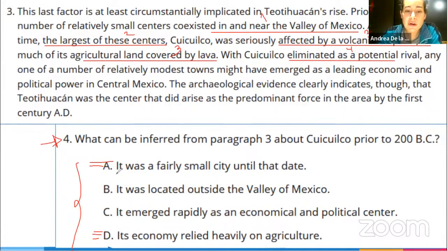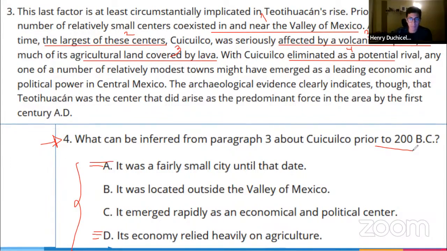So option A says, it was a fairly small city until that day. Let's analyze that. That says that prior to 200 before Christ, it was a fairly small city. And then when they say until that date, that means that when it gets to 200 BC, then the opposite has to happen. So they were a fairly small city, and in 200 BC, they develop into a bigger city, right? That is what option A is saying. Do we have enough evidence to say this is true? What do you guys think? Was it a fairly small city before 200 BC, and then they stopped being a fairly small city? Do we know that? Do we have evidence to say that?